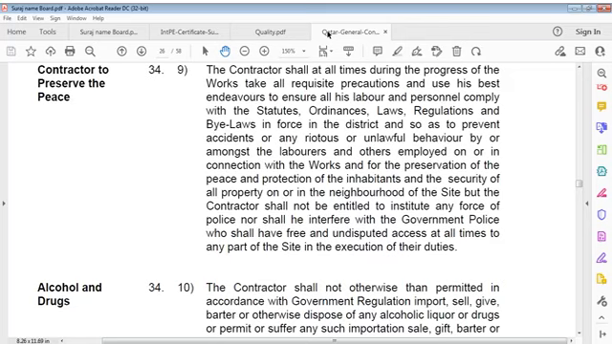The contractor shall at all times during progress of the works take all requisite precautions and use its best endeavors to ensure all its workers and personnel comply with statutes, ordinances, regulations and bylaws in force in the district, and so as to prevent accidents or unrighteous or unlawful behavior or conduct by or amongst workers and others employed on or in connection with the works.